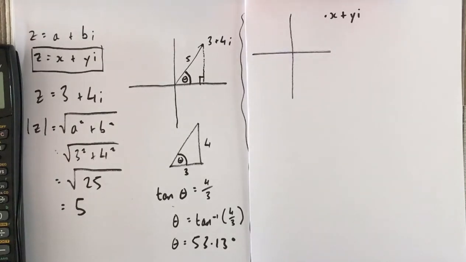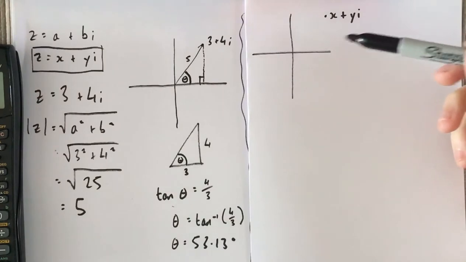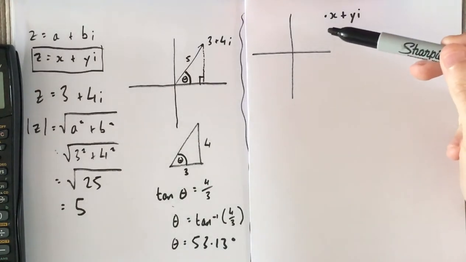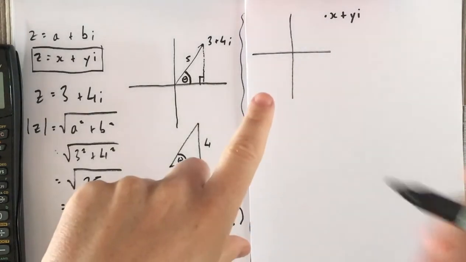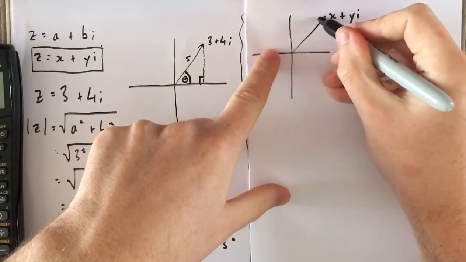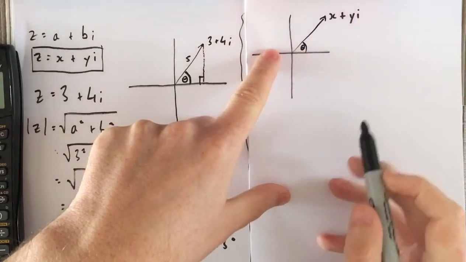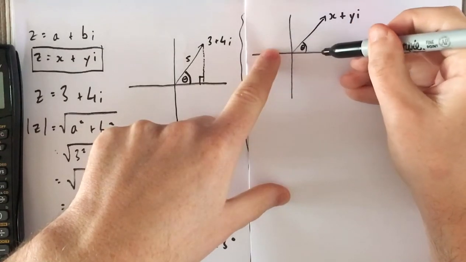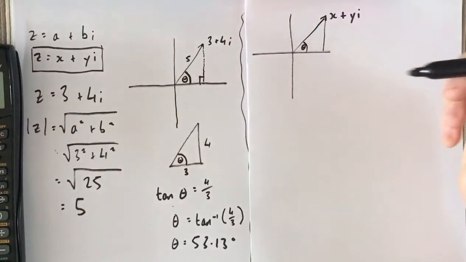All right, so I'm just going to talk generally about how you go from what's called rectangular form, your complex number in the form x plus yi, into polar form. So describing the complex number in terms of the modulus and this angle rather than the x coordinate and the y coordinate on the Argand diagram.